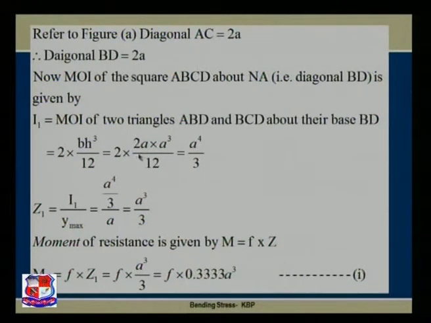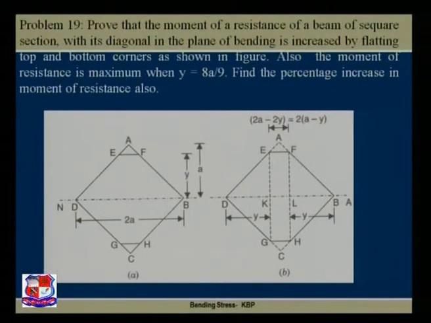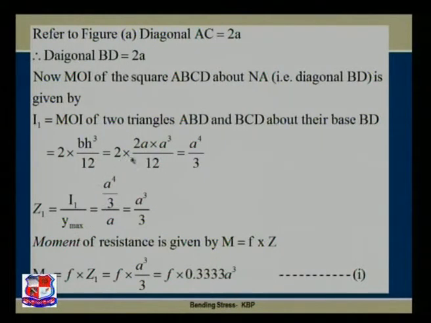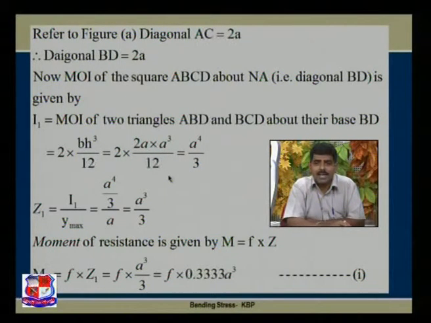Now, what is b? b is the base, and the base which has been given as 2a, referring to the figure. This base is 2a, and h is nothing but AC divided by 2. AC is 2a, so this height is 2a by 2, that is a. So, 2 into 2a into a cube by 12, and we achieve a to the 4 by 3.